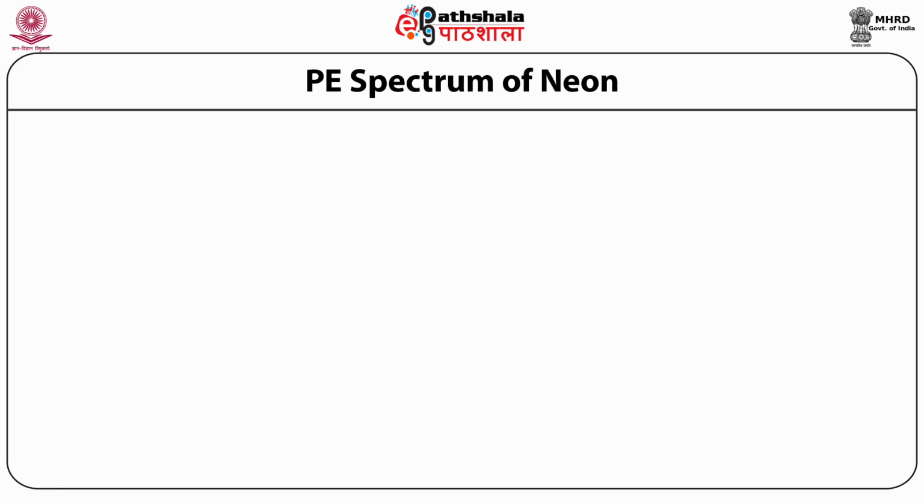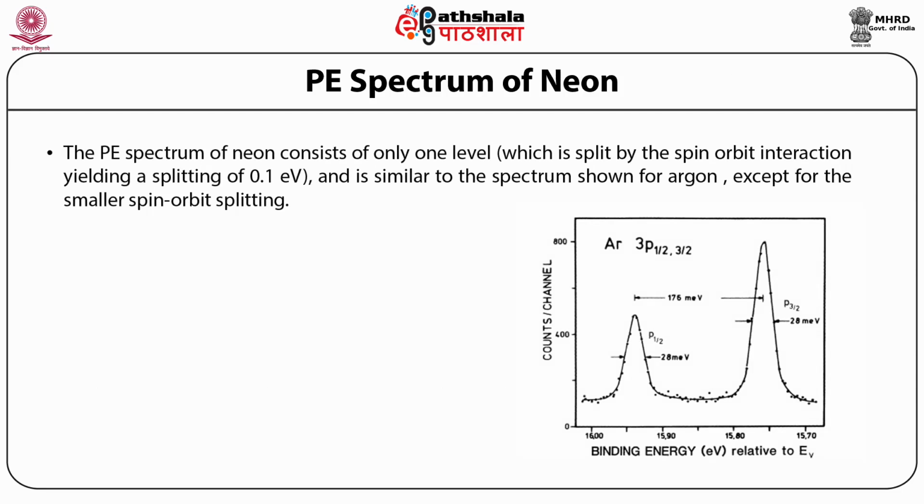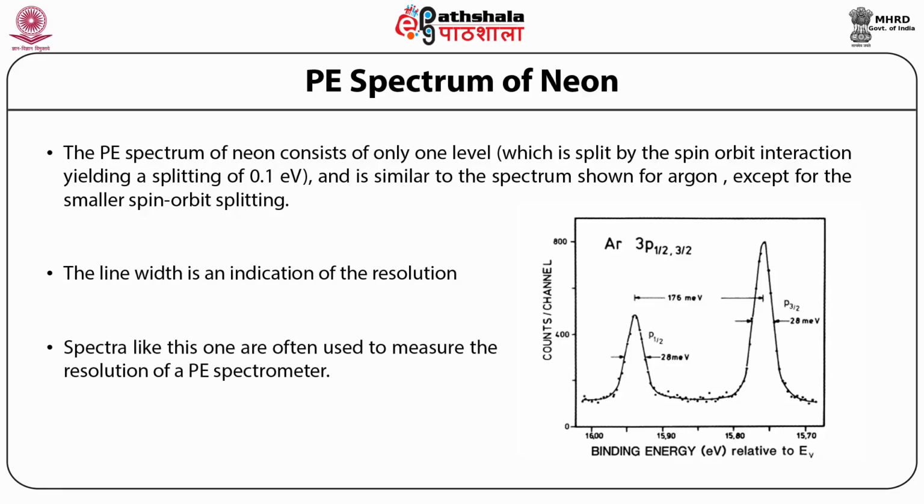Photoelectron spectrum of neon. It explains in what way the peaks will arise when we look at this spectrum. The photoelectron spectrum of neon consists of only one level, which is split by spin-orbit interaction, yielding a splitting of 0.1 electron volt, and is similar to the spectrum shown for argon, except for a smaller spin-orbit splitting. The line width is an indication of the resolution. Spectra like this one are often used to measure the resolution of a photoelectron spectrometer.